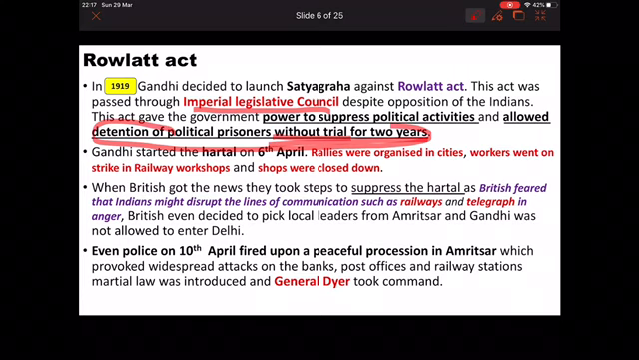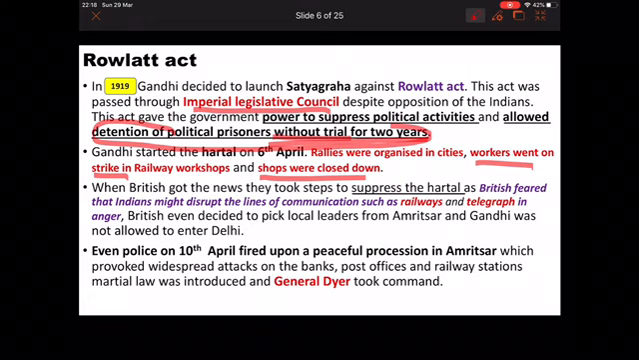So how did Gandhi go ahead with this Satyagraha? What steps did Gandhi take? Gandhi started the whole Hartal on 6th April. The second point says rallies were organized in cities, workers went on strike in railway workshops, and shops were closed down. Mark three things: rallies were organized in cities, workers went on strike, shops were closed down.